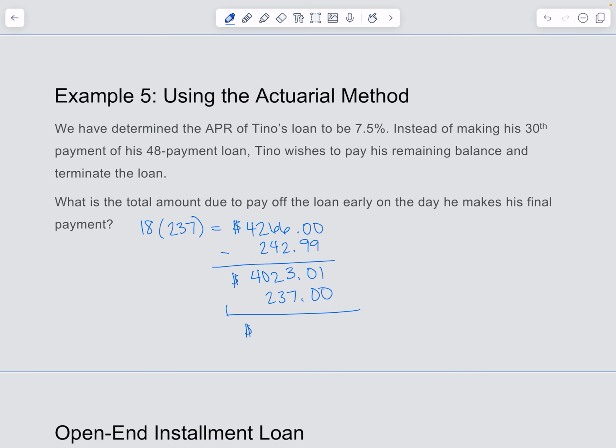So altogether, he's gonna pay $4,260.01 to terminate the loan.